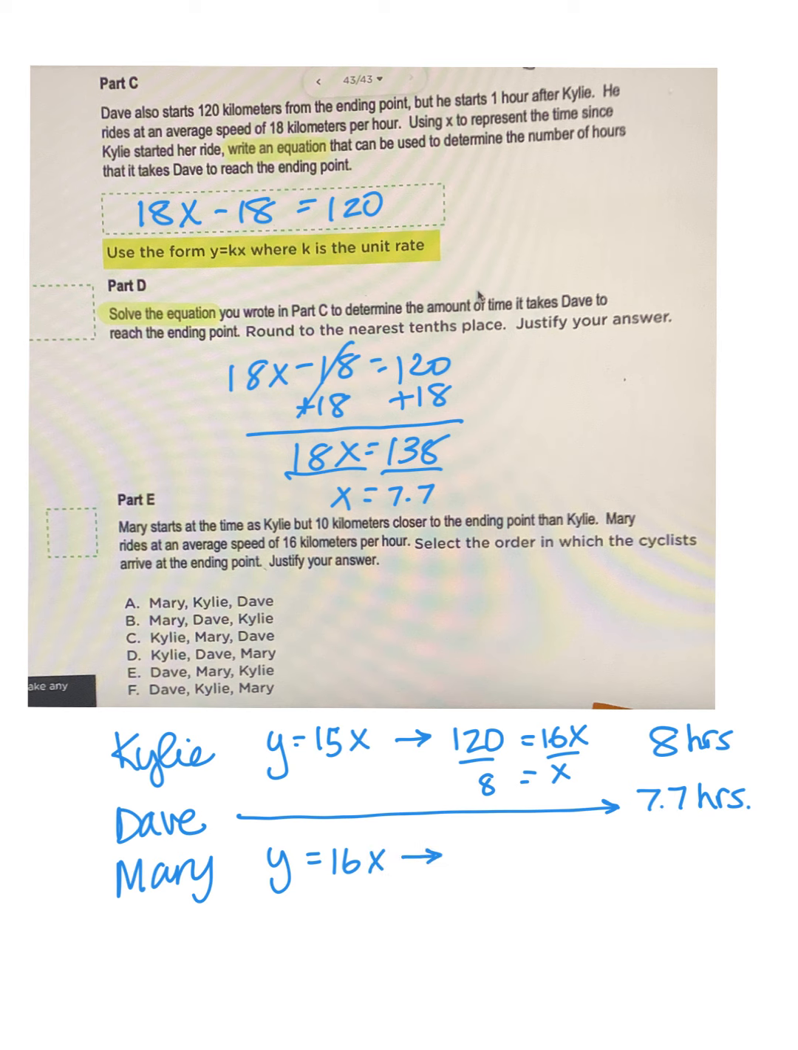But she's not riding the whole race. She's only riding 110 kilometers, right? Because it says she's 10 kilometers closer. So we're going to calculate it as 110 is equal to 16x. Which I just noticed, I've got 16 on my brain, I guess. It's all the congestion. When we divide 110 by 16, we get 6.875 hours. Which means Mary comes in first because it takes her the least amount of time to finish the race. Dave comes in second, and Kylie comes in third.